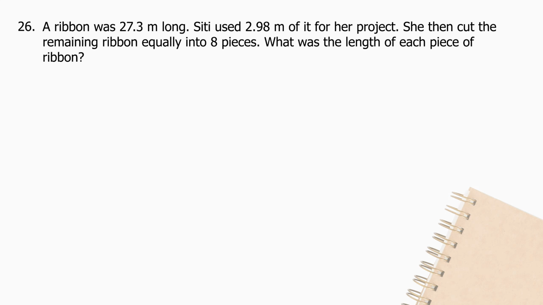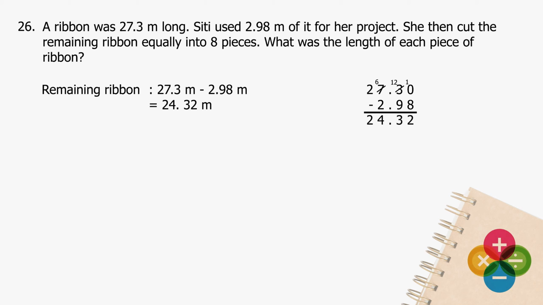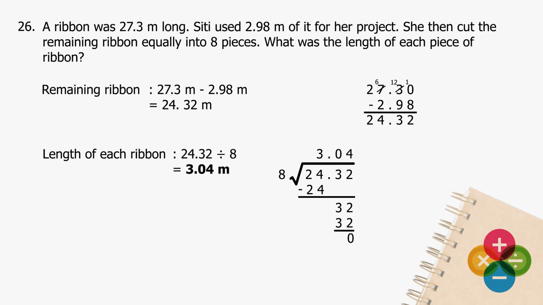Question 26. A ribbon was 27.3 meters long. Cindy used 2.98 meters of it for her project. She then cut the remaining ribbon equally into 8 pieces. What was the length of each piece of ribbon? To find the remaining amount of ribbon, take 27.3 meters minus 2.98 meters, and the balance will be 24.32 meters. To find the length of each piece of ribbon, take 24.32 meters divided by 8, and the answer will be 3.04 meters.